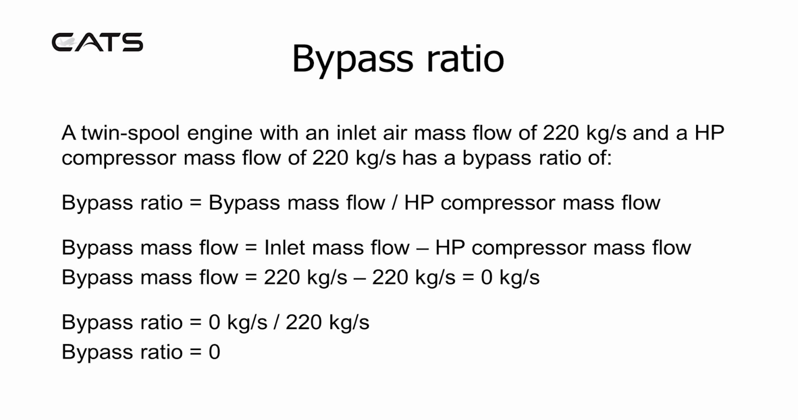Going back to the bypass ratio formula, the bypass mass flow is 0, and the HP compressor mass flow from the question is 220 kilograms per second, so the bypass ratio is 0, which is the point I was trying to make from the question. You could see with the two numbers being the same there that this essentially is a turbojet with no bypass.